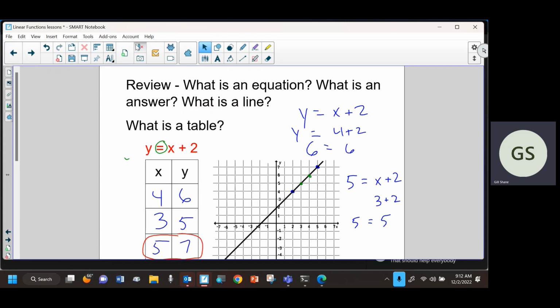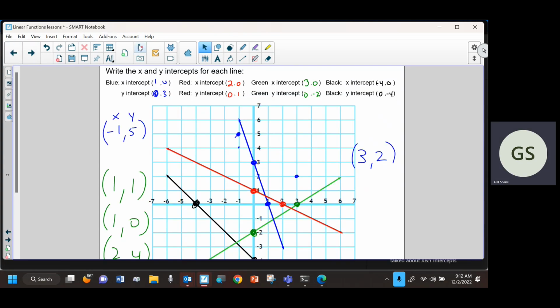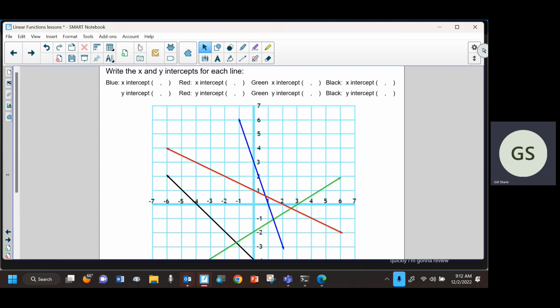I'm going to review that. I don't specifically have anything like this on the quiz, but there is some stuff about graphing using X and Y intercepts. Just remember, an X-intercept is where the line crosses the X-axis. So that is the X-intercept. The Y-intercept is where it crosses the Y-axis. That is the Y-intercept. I'm not going to do it for every other line.